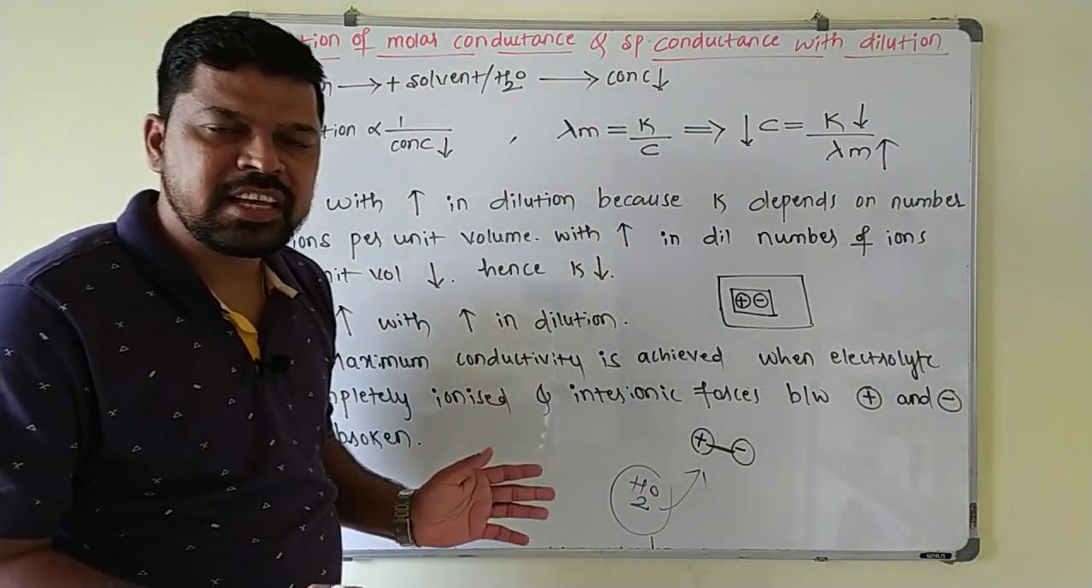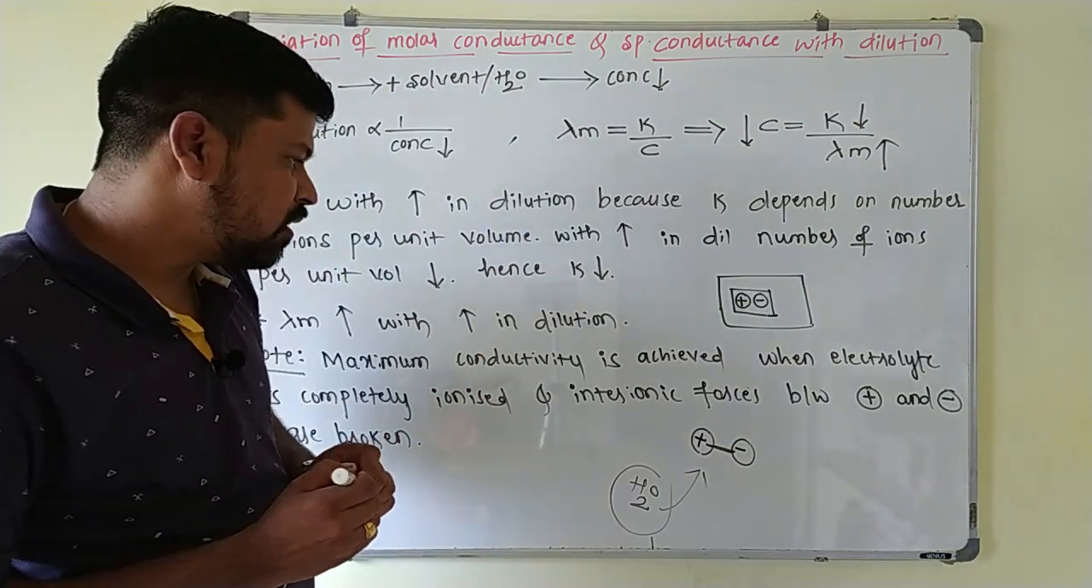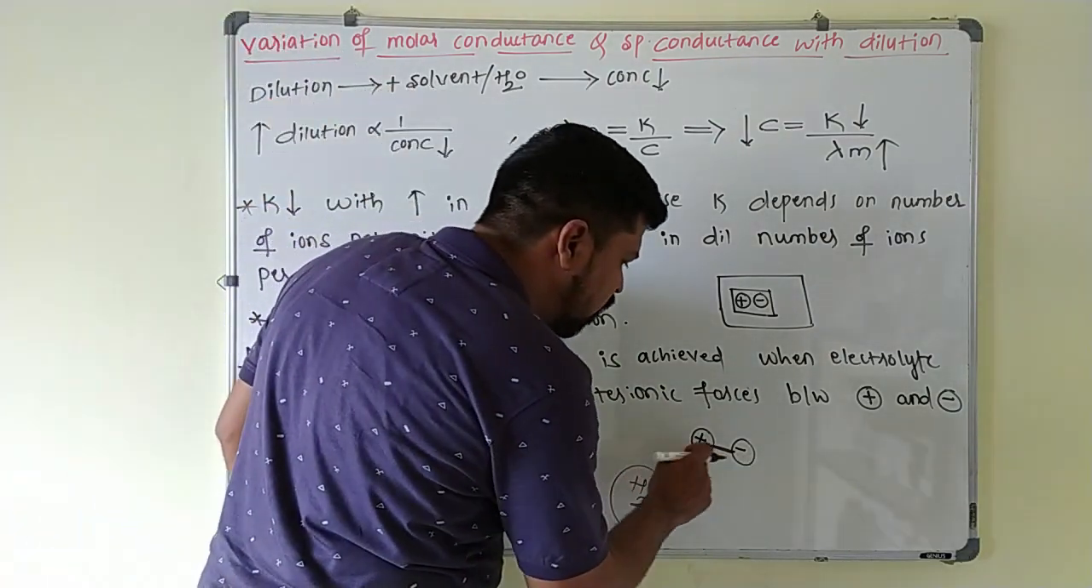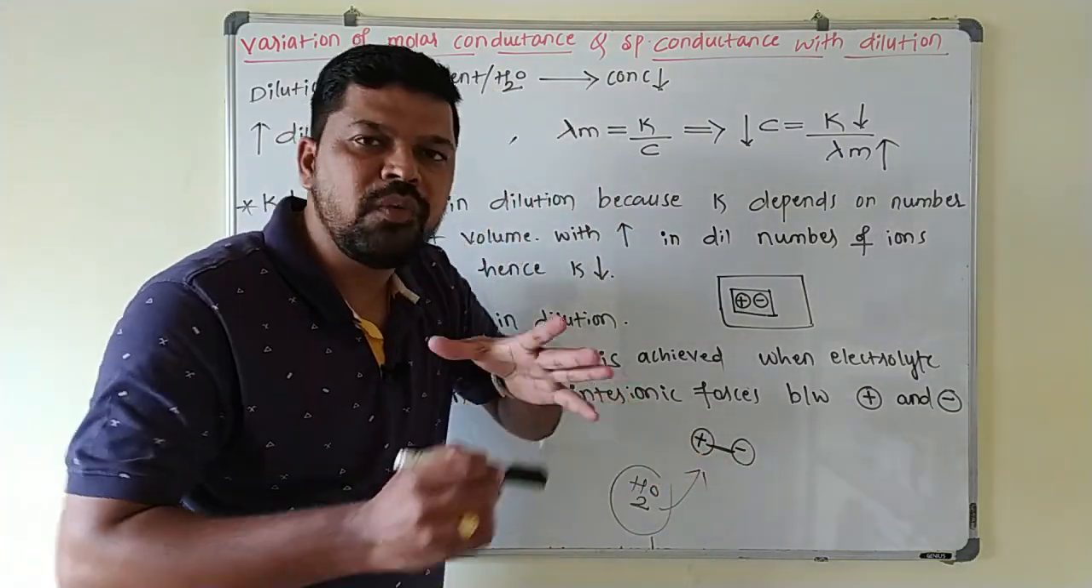Once complete ionization takes place, the conductance will not increase 100% because again there is a force of attraction between cation and anion. Because of this force of attraction, they cannot move very fastly.